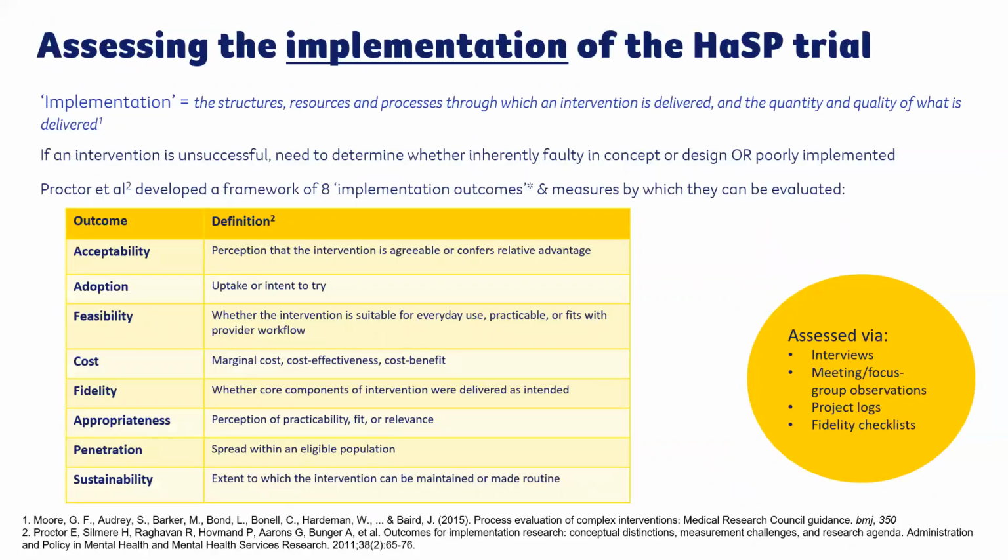Implementation refers to the structures, resources, and processes through which an intervention is delivered, and also the quantity and quality of what is delivered. It's important to evaluate implementation because when an intervention is unsuccessful, we need to figure out whether it's because it's inherently faulty in its concept or design, or whether it's just been poorly implemented. Proctor developed a framework of 8 implementation outcomes, which include factors like acceptability, feasibility, fidelity, and sustainability. Whilst I won't go into them all in detail, I'll be using these to code interviews and other data sources to better understand what is delivered and how.